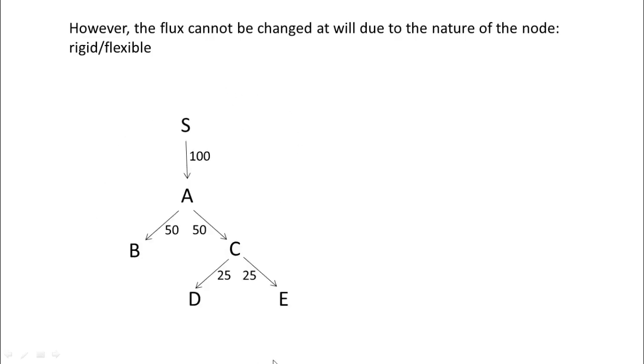To do that, let us consider this example. S going to A goes to B and C goes to D and E. These are normalized fluxes. S to A is 100, A to B is 50 and A to C is 50, and C to D is 25, C to E is 25, in some units, millimole per time or whatever, right? So this is the branching when nothing has been done to this particular network.